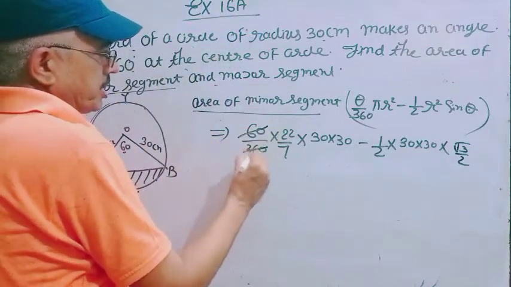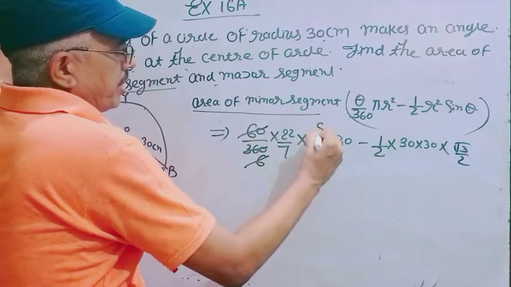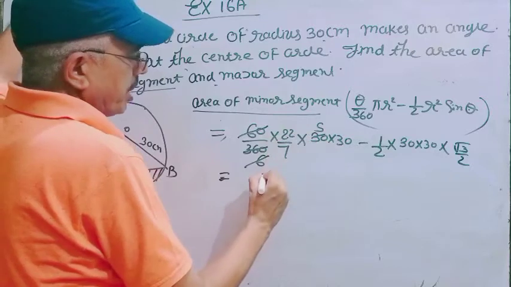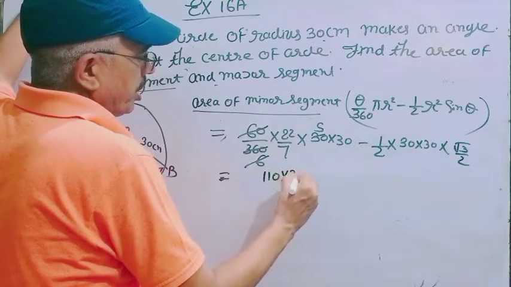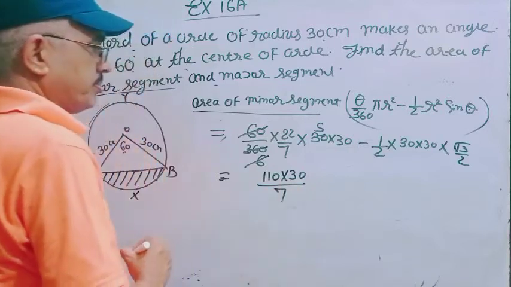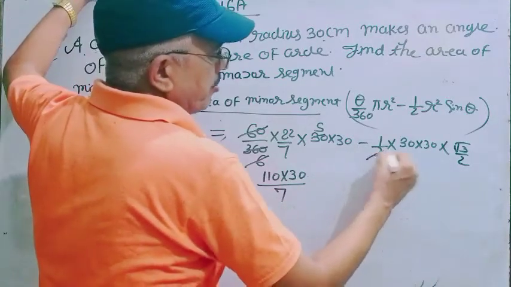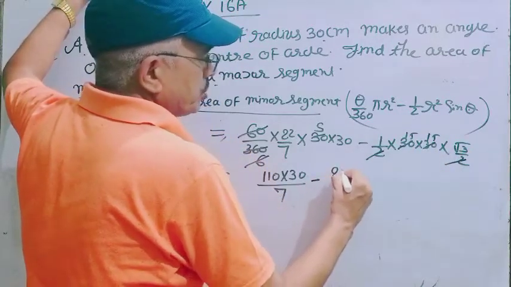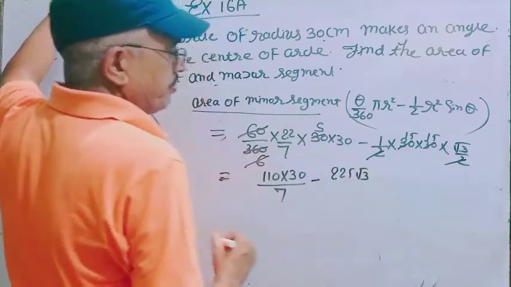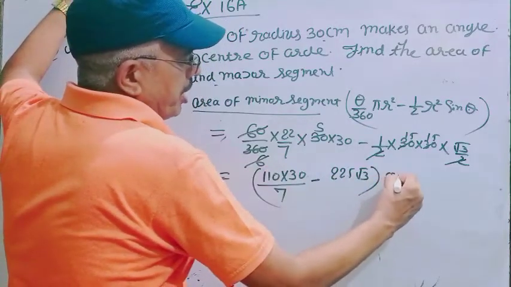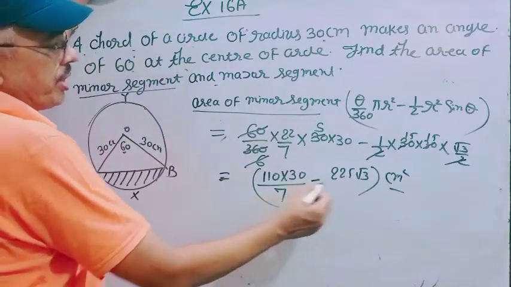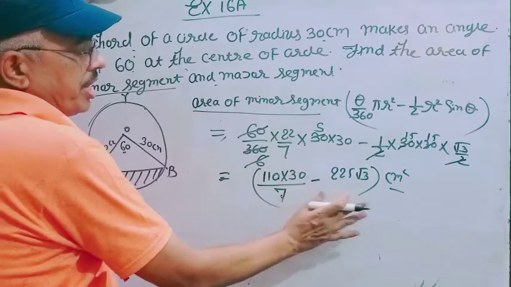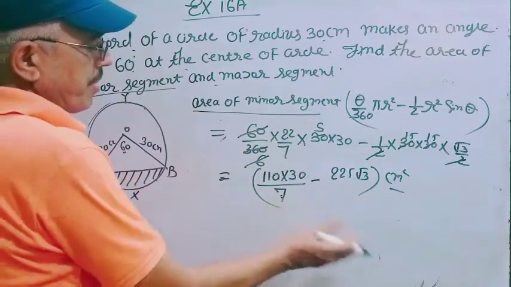Here 6 fives are 30, then it is equal to 22 into 5, 110 into 30 by 7, and this cancels by 2, 15, and this is also 2, that is 15, so minus 225 root 3. It is the area of the minor segment. You put the value of root 3 and after dividing you get your solution, that is the area of the minor segment. One step you can do it.